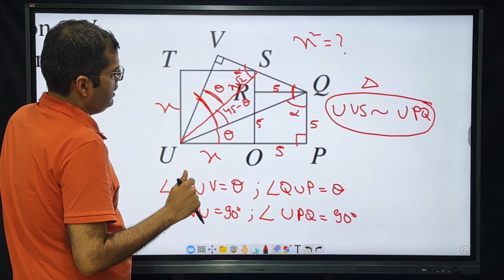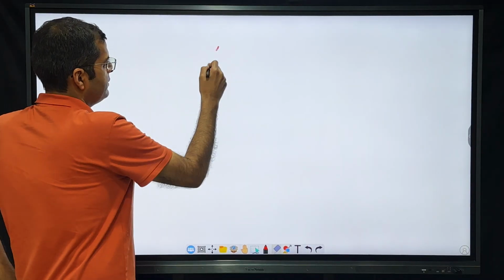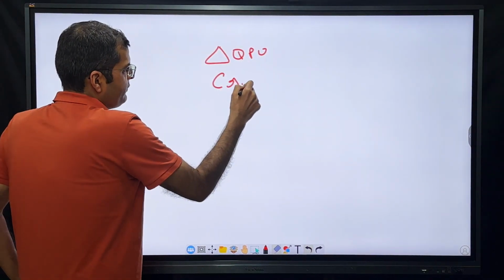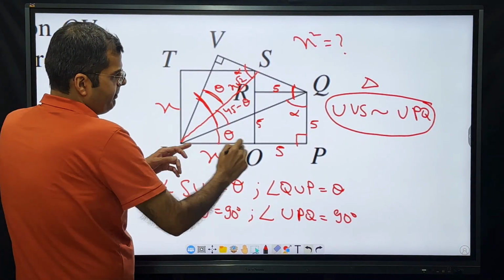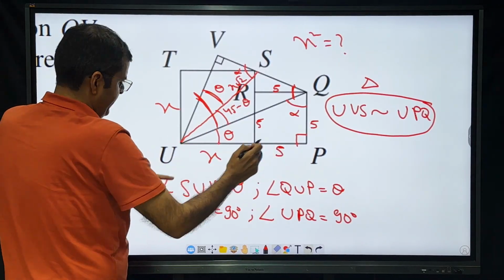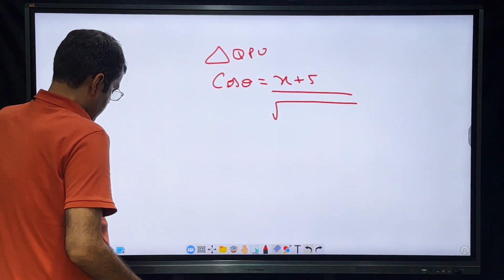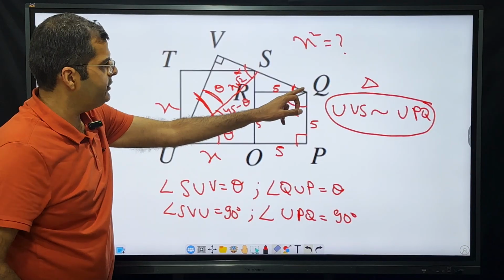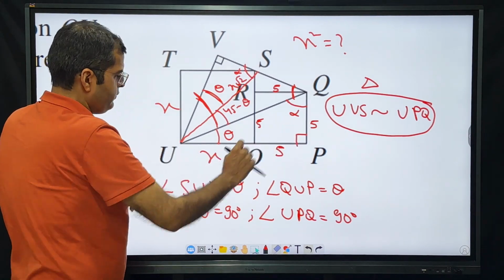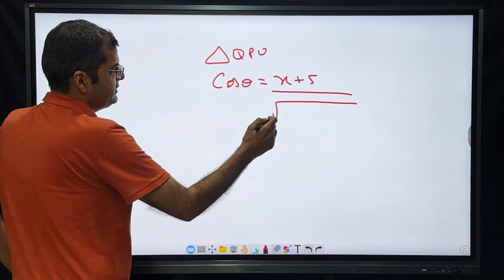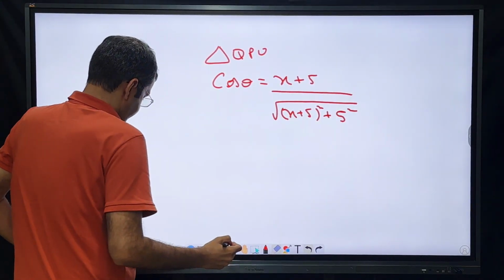Now, looking at this triangle QPU, what if I find cos of theta? In triangle QPU, cos of theta will be base divided by hypotenuse. The base is x plus 5. So that will be x plus 5 divided by the hypotenuse. The hypotenuse is QU, that is the square root of x plus 5 whole square plus 5 square, where 5 is the other side of this right angle triangle.